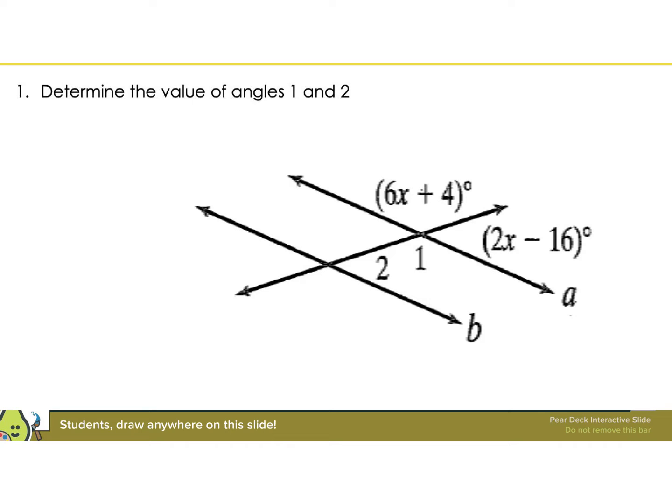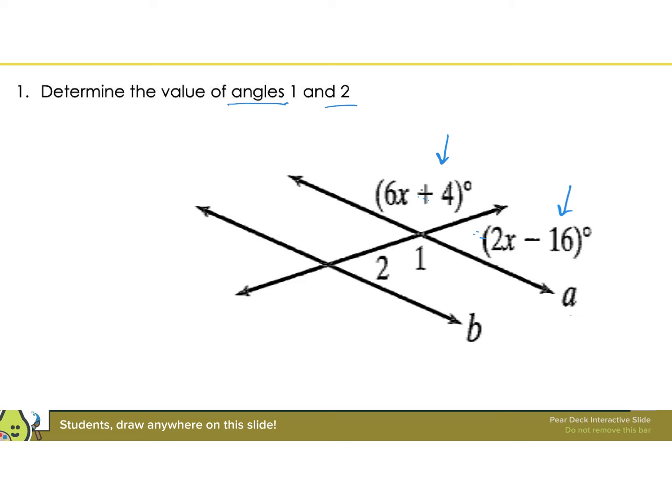All right, practice problem 1. They want the value of angle 1 and angle 2. This time, they only gave us 2 angles to start with, so there's only one entry point, okay? If they give you 3 angles or more, there's multiple entry points for how you want to start to solve it. But this time, we have no choice.